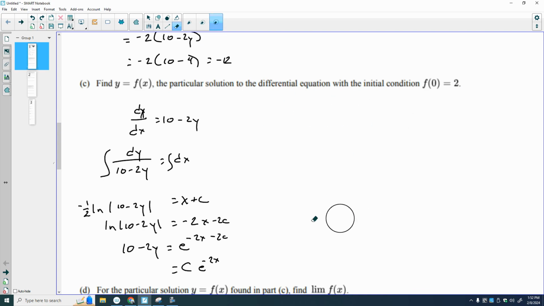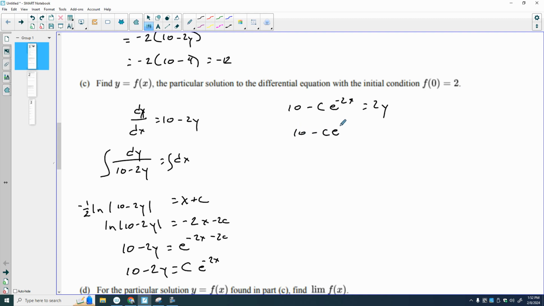All right, so here's what we have so far. We have 10 minus 2y equals that. I'm going to do a little rearranging. Move the c e to the negative 2x to the left, move the negative 2y to the right. Divide by 2, and I get 10 minus c e to the negative 2x times 1/2.